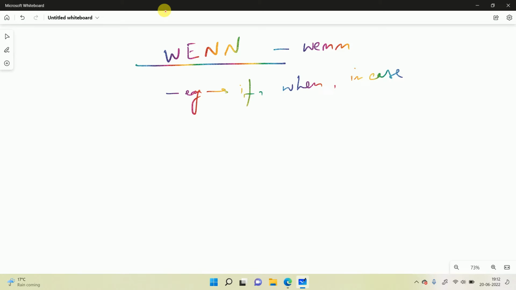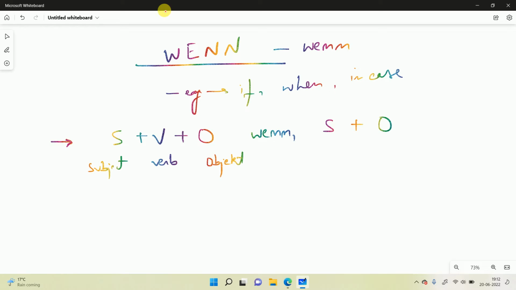Now some rules you need to remember here. You actually need not remember, just keep an eye, because you'll be overwhelmed with the rules otherwise. But still, this is something which will help you a lot. Just remember this if possible. S plus V plus O, that is subject, verb, object. I'll rather write it down. Subject, verb, object. And then comes wenn, and then comes a comma. All right. And then comes the second sentence, that is subject plus object plus verb.